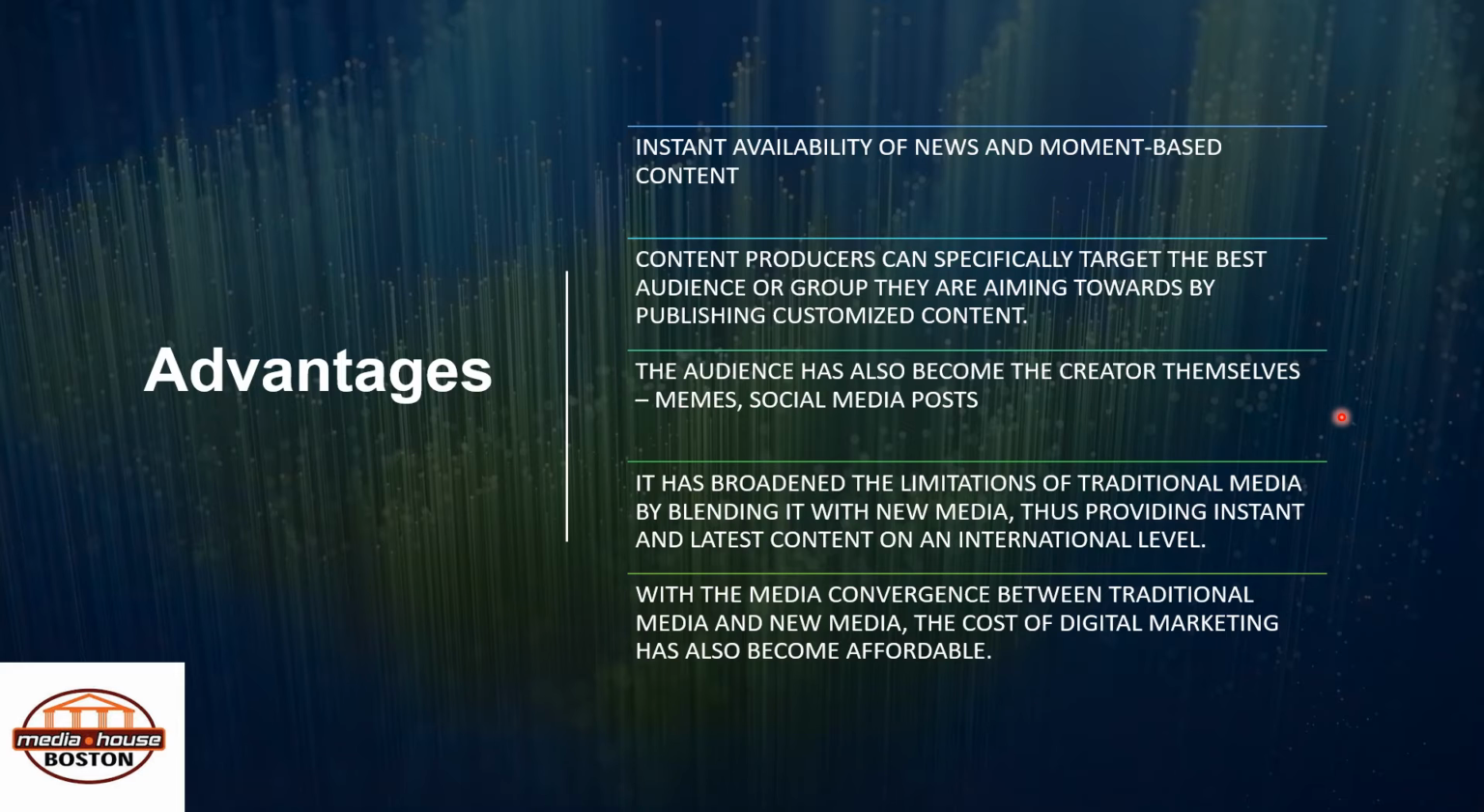It has broadened the limitations of traditional media by blending it with the new media, thus providing instant and latest content on an international level. So of course, we discussed new media and old media in the last lesson. So basically just a quick summary. Old media can be seen as books, magazines, newspapers, television, and radio. Quite separate, didn't necessarily share content over the spectrum, and they had very little crossover.